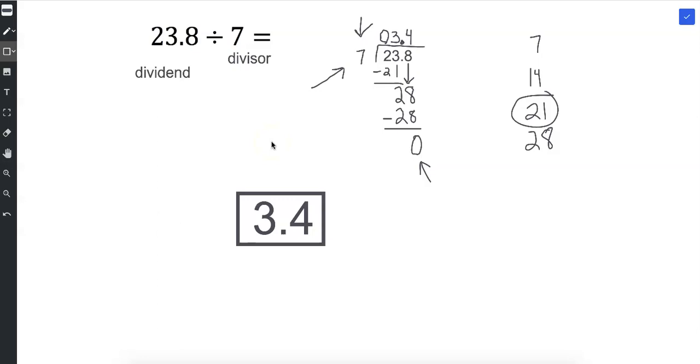It is also a good idea to think about if this makes sense. For example, if I want to estimate what this answer would be, I would think about the fact that 23 is sort of close to 21, and 21 divided by 7 is 3. So 23.8 divided by 7, 3.4, that makes sense. It could be 3.4. So just kind of think about the logic behind it. Does 3.4 make sense?